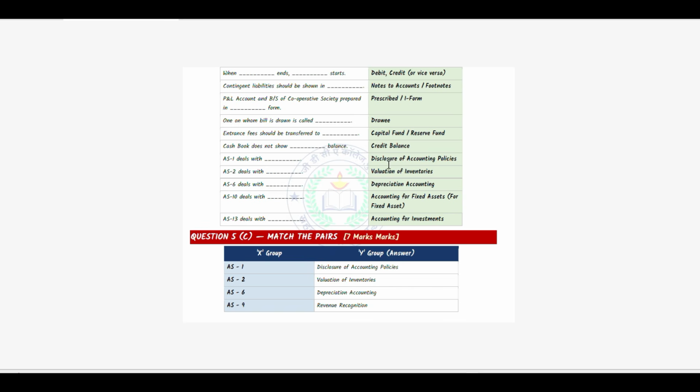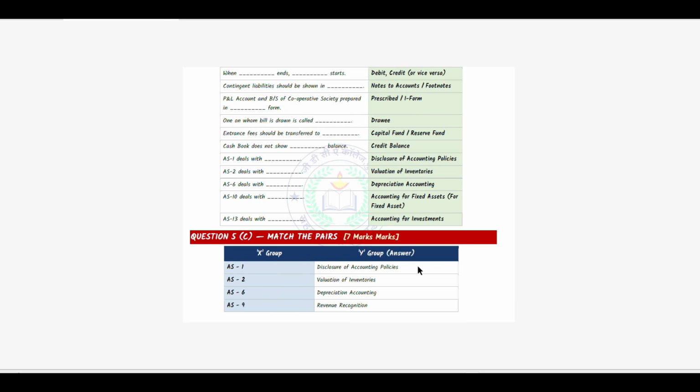AS1 deals with disclosure of accounting policies. AS2 deals with valuation of inventories. AS6 deals with depreciation accounting. AS10 deals with the accounting for fixed assets only. AS13 deals with the accounting of investments. Then next, fifth question, match the pairs.